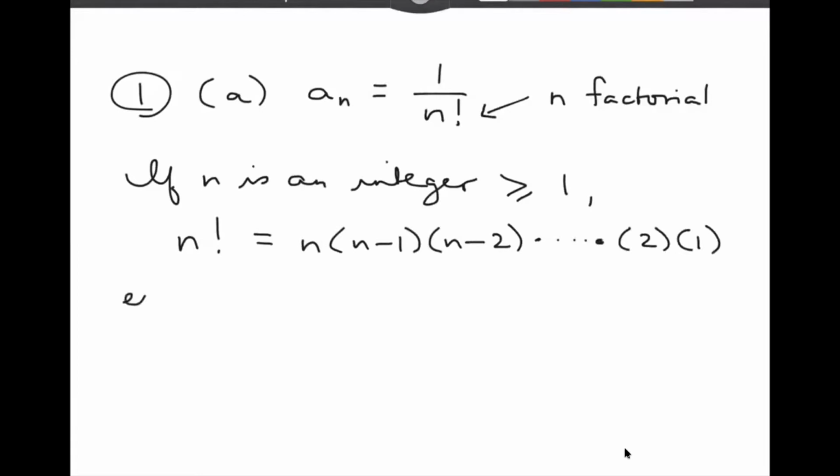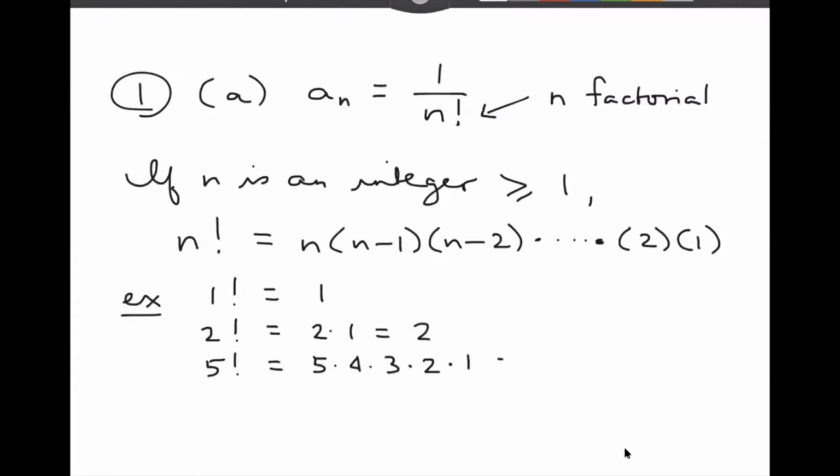So for example, 1 factorial would just be 1. There would only be one factor in that multiplication problem. 2 factorial would be 2 times 1, which is 2. 5 factorial would be 5 times 4 times 3 times 2 times 1, which I believe comes out to 120.